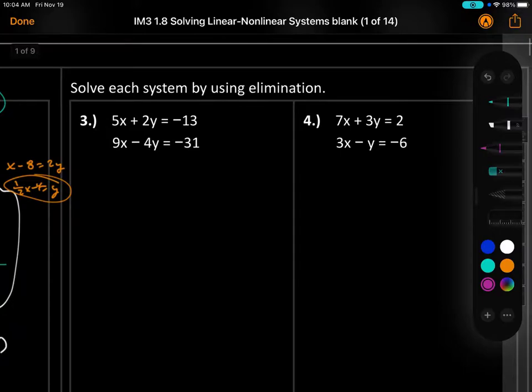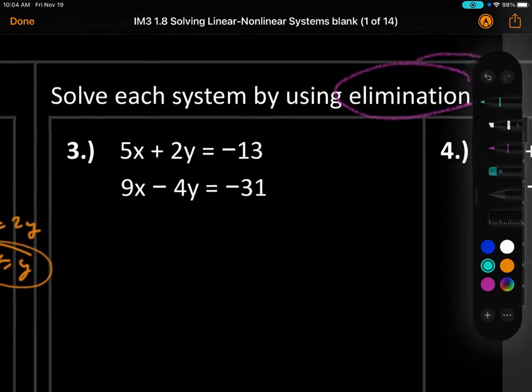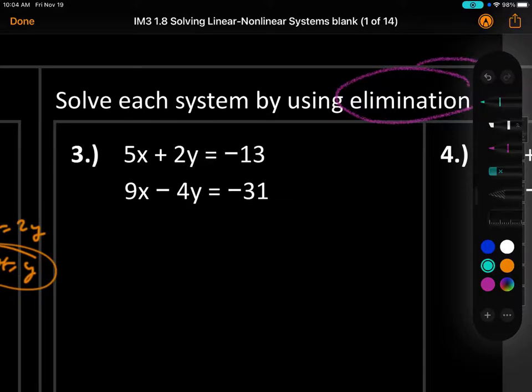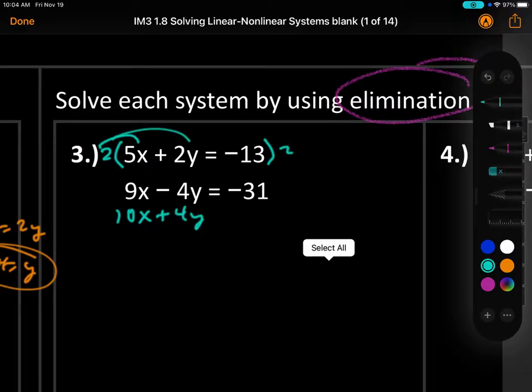Let's go ahead and try to solve each system by elimination. This method is a little bit different, and what you're trying to do is, when you add the two equations together, you're trying to get 0. So I'm going to multiply the first one by 2, and if I do that, I get 10x plus 4y, and you also need to multiply the other side, so you get -26.